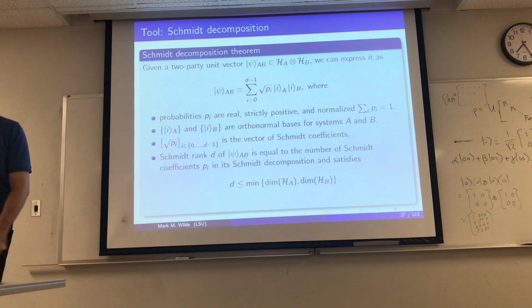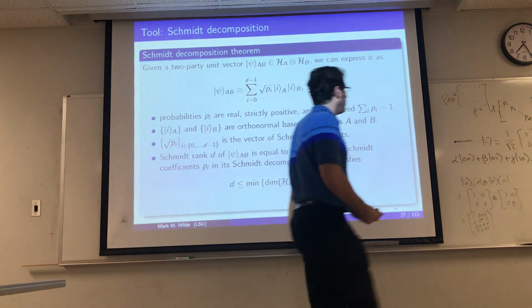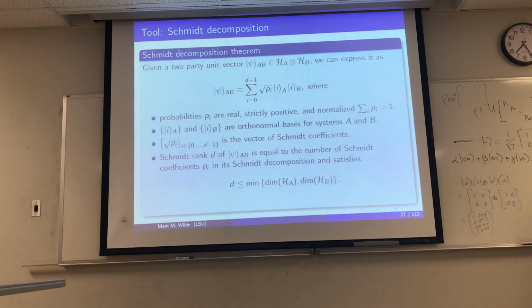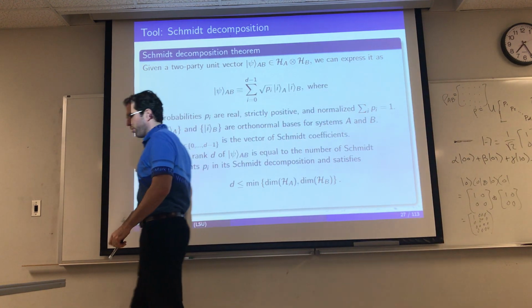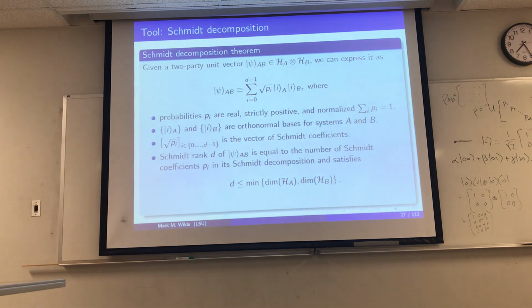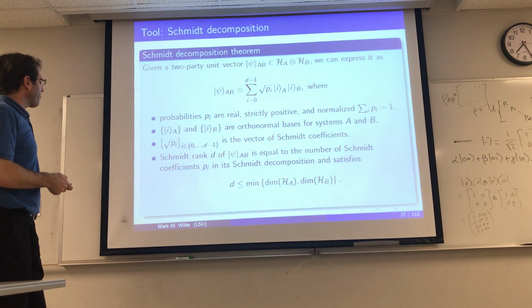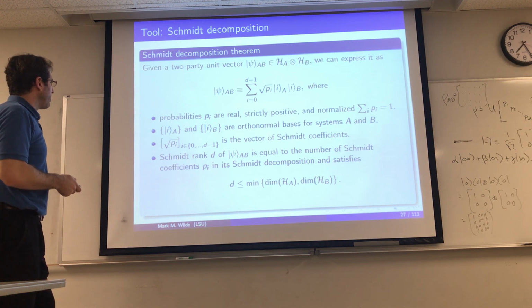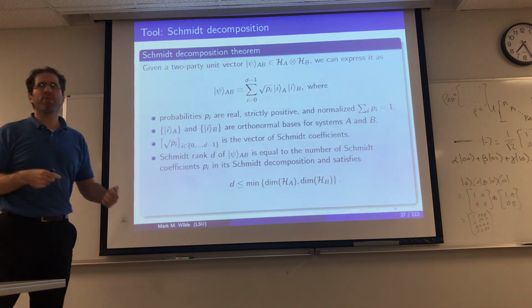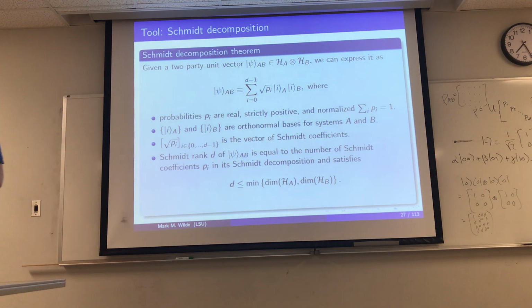The probabilities come about because these alpha ij's are not arbitrary numbers. They're constrained to obey the Born rule. The sum of the squares is 1. And so then that gives you that these p_i's have to sum to 1. Okay? The Schmidt rank, it's not larger than the dimension of A, the dimension of B. That's the same for the singular value decomposition, right?